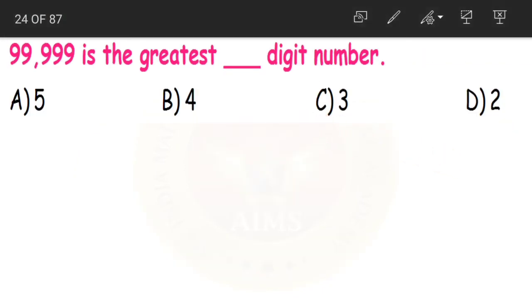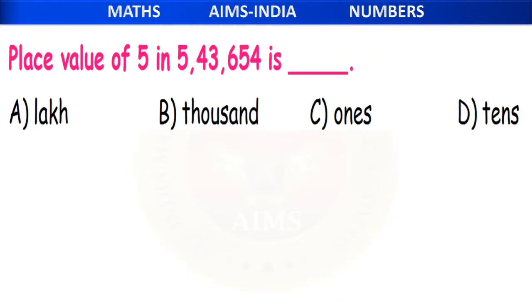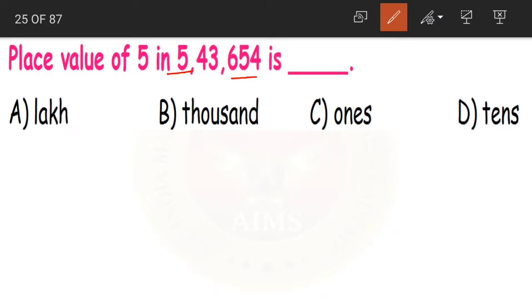99,999 is the greatest dash digit number. Which digit number? 1, 2, 3, 4, 5. It has 5 digits. So it is the greatest 5-digit number. Next, place value of 5 in 5,43,654 is dash. Now see, 5 is in 2 places. First it is in the lakhs place and then it is in the tens place. So what is its place value? The place value of 5 is both lakhs and tens. Okay?